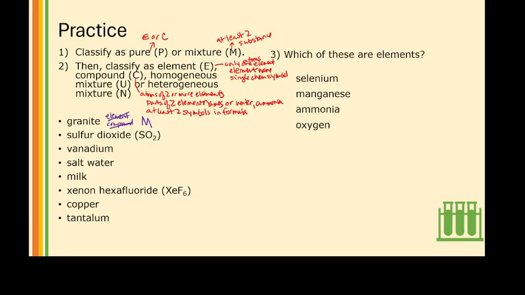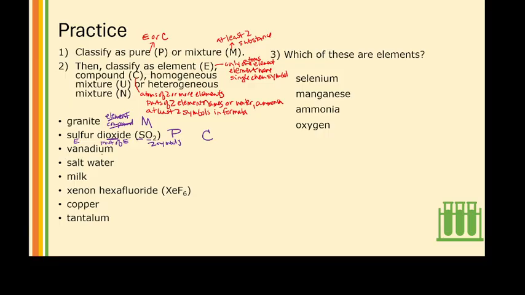Okay, sulfur dioxide. I see this is an element name, and this part is part of an element name. And I see two symbols. So I actually first can identify that this is a compound, which means that then it must be pure. So I'm just trying to figure out if it's pure or a mixture, but by determining if it's an element or a compound, that's kind of how I know it's pure. And so I'm kind of doing both at the same time. Whereas the mixtures, I'm going to have to go back and determine homogeneous or heterogeneous.